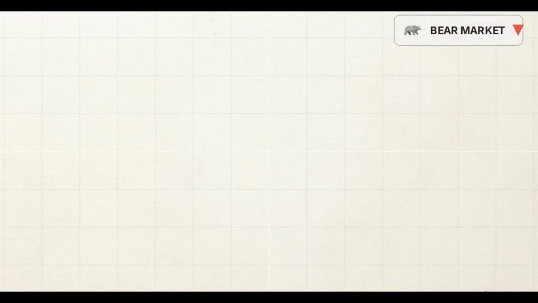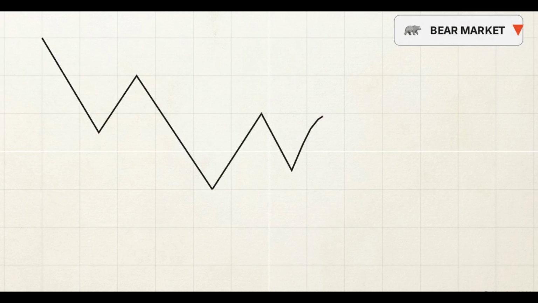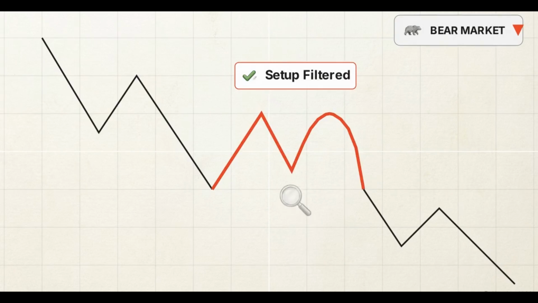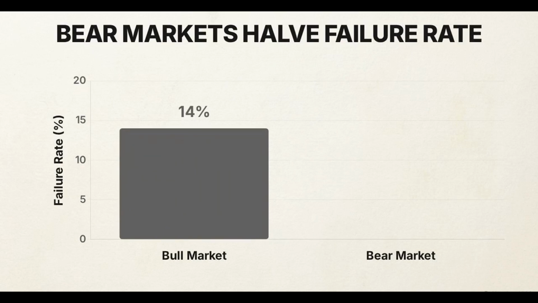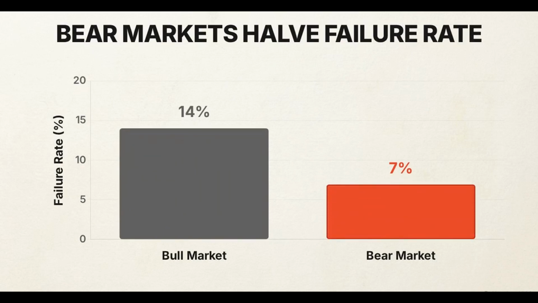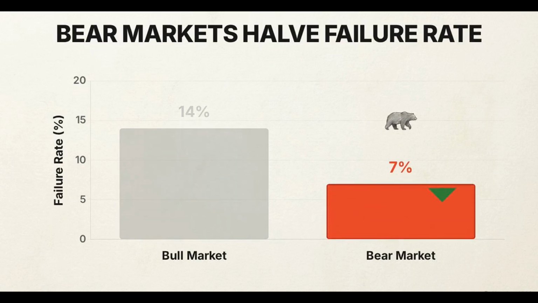Now that we have the shape, we have to filter for the best market environment. You should primarily look to trade this pattern during a broader bear market, a prolonged period when overall stock prices are falling. The data backs this up. In a bull market, the pattern has a break-even failure rate of 14%, but in a bear market, the failure rate drops to just 7%, and the resulting price decline averages a much deeper 22%.